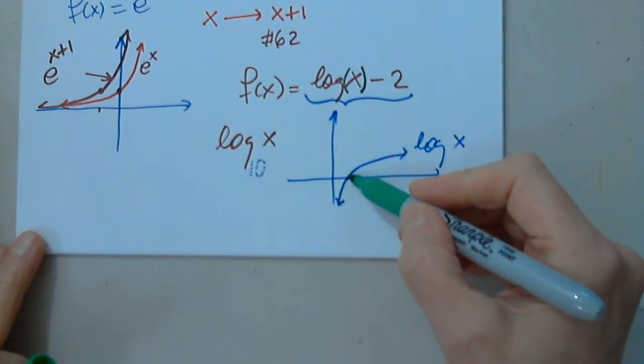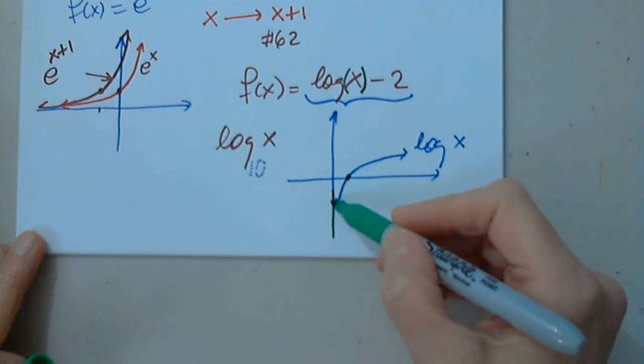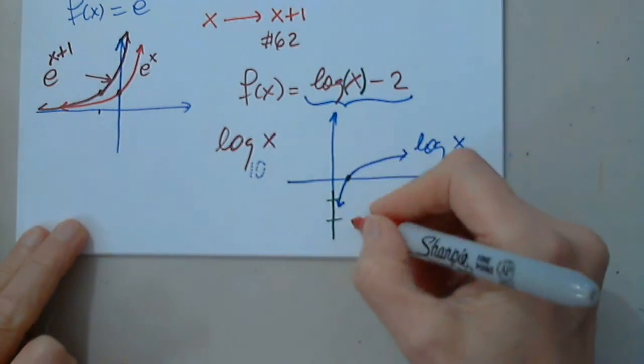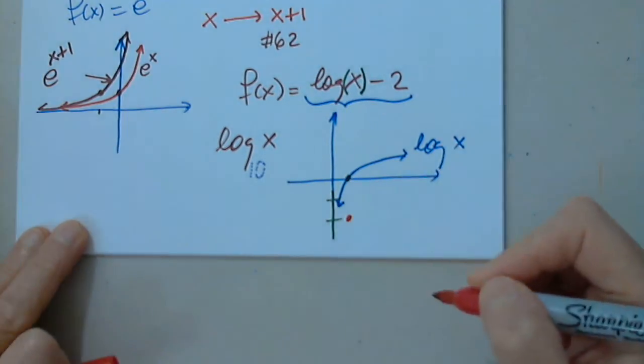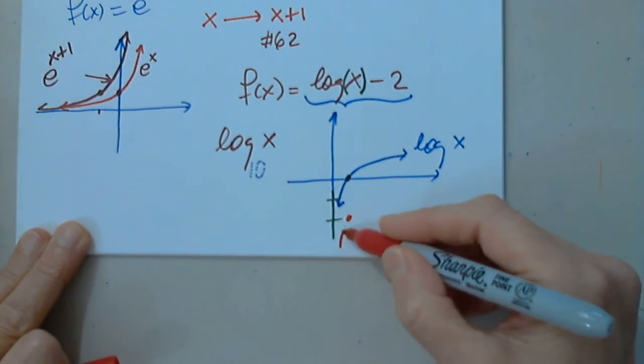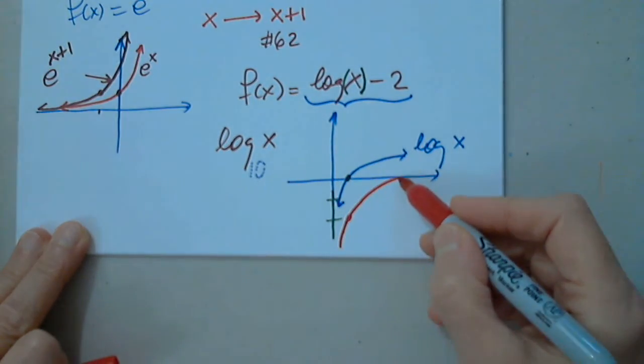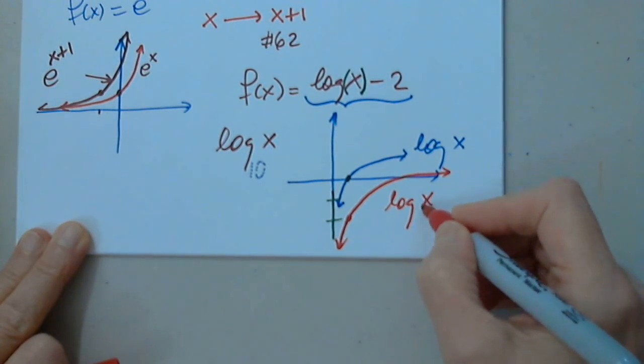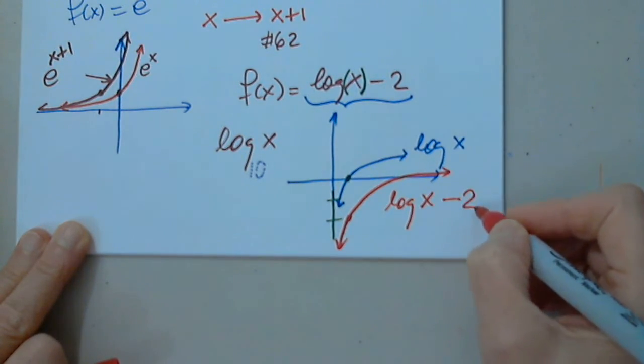Good. So here's my landmark. I go down 2. That's the point right here. Of course, I didn't perform any calculations. We don't know how to do those yet. We will. So this is log x, and then outside minus 2.